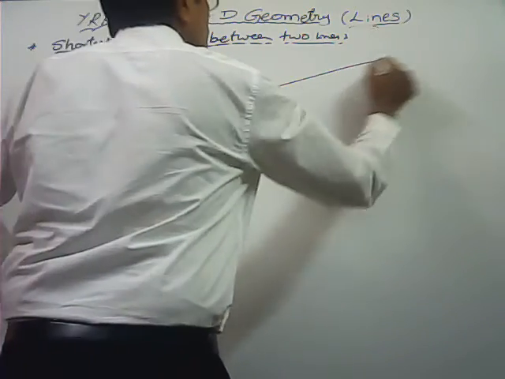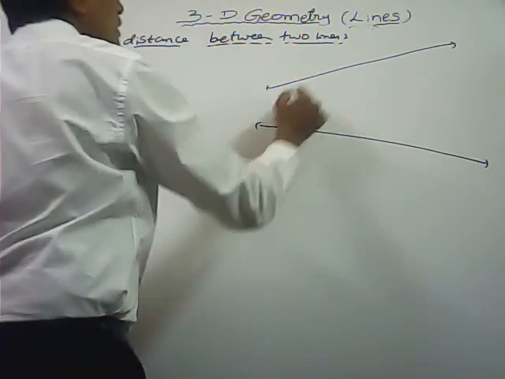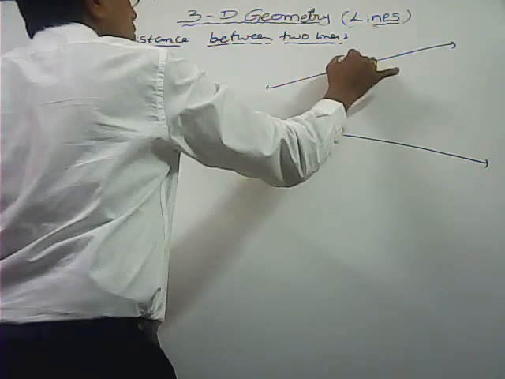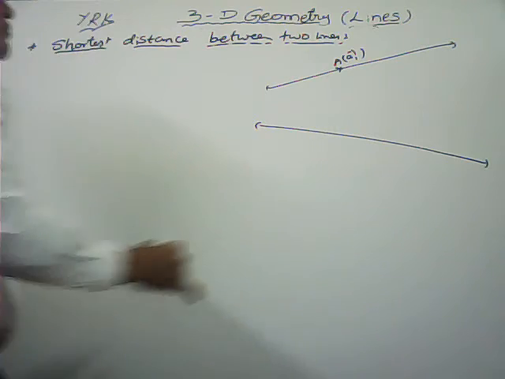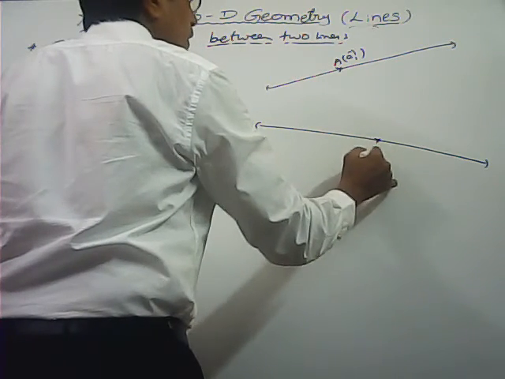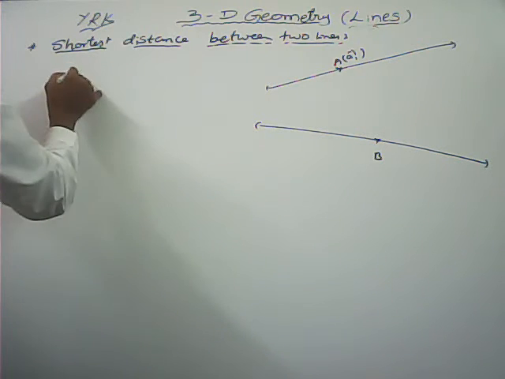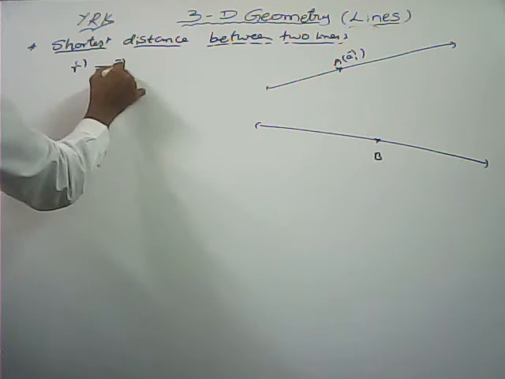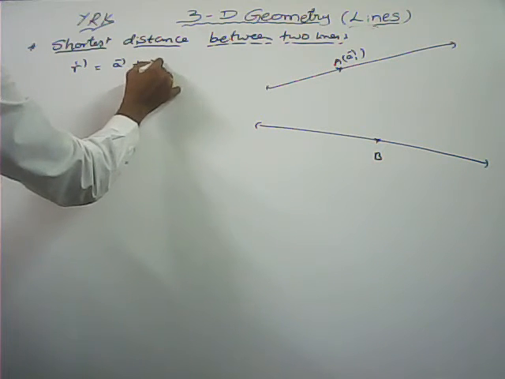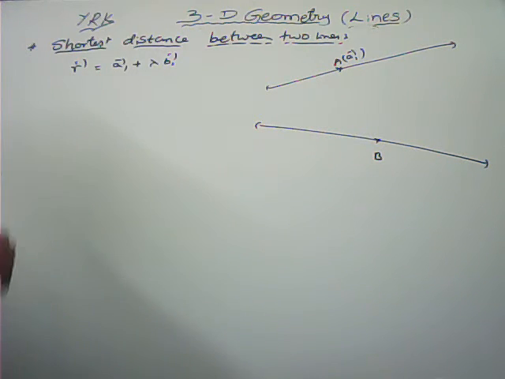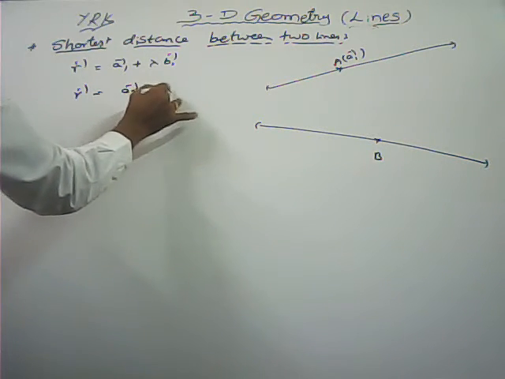Here this is one of the lines and this is another line. This one passes through the point A, whose position vector with respect to the origin is OA bar, equal to a1 bar, and here I am taking another line. What are the two lines I am taking? r bar equals a1 bar plus lambda b1 bar, and r bar equals a2 bar plus mu b2 bar.